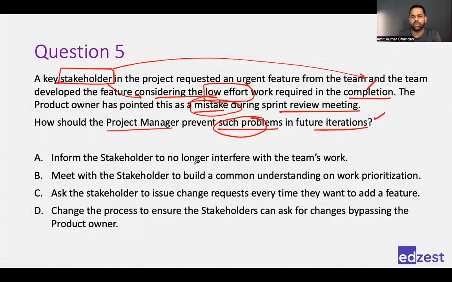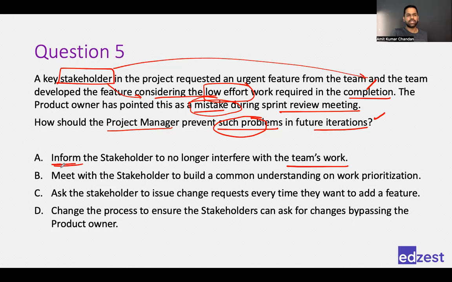Option A: inform the stakeholder to no longer interfere with the team's work. If you tell the stakeholder, okay, don't interfere with the team's work, just by telling them, the stakeholder might not agree to what you're saying. They might say, okay, I'll do it, but next time they'll again talk to the team members. So just informing might not help. We already know this: just directing, just telling does not help.